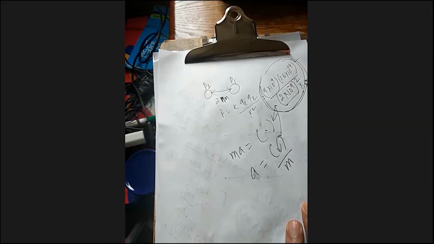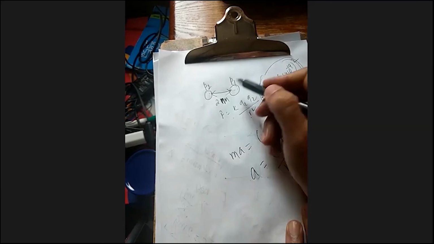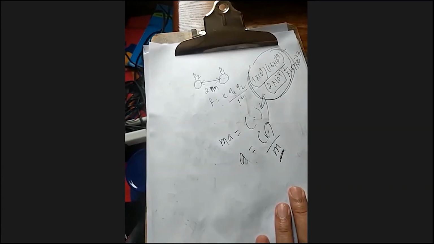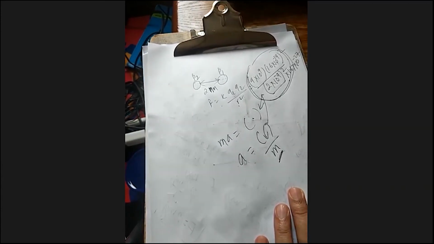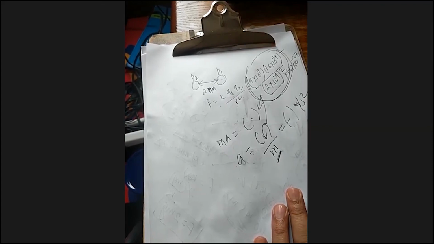You have to divide by m, meaning you have to have the, what is the m here? Mass of the proton, right? So you will be given the mass of the proton, 1.67 × 10⁻²⁷ kilogram. If you do that, you find the acceleration, and the unit is meter per second squared.